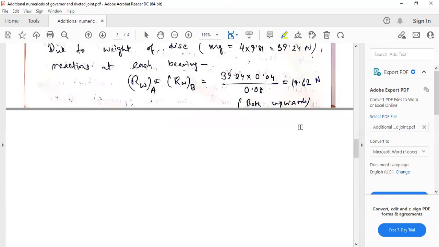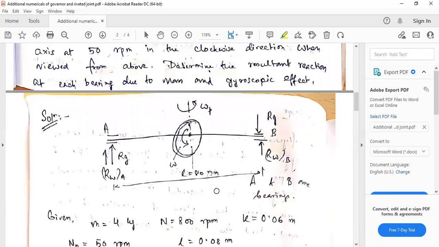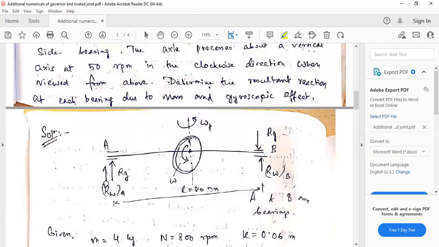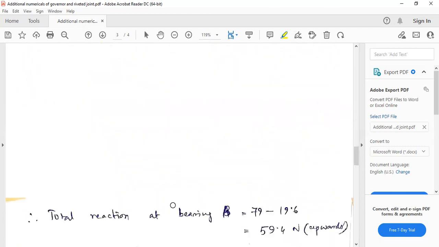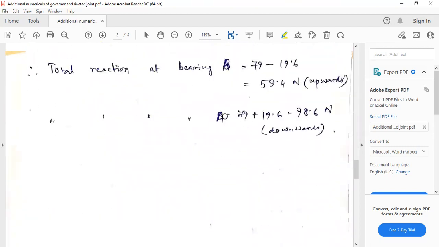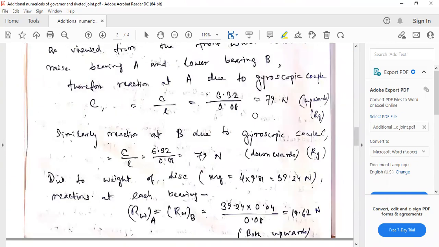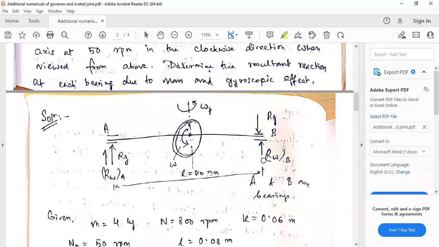Both are upwards because the weight is downward. So simply now these two forces are in the same direction. Add them. So the reaction at point A, you add these two forces, and the reaction at point B, you have to subtract the smaller one from the higher one. So in this case, this is smaller, this is higher.